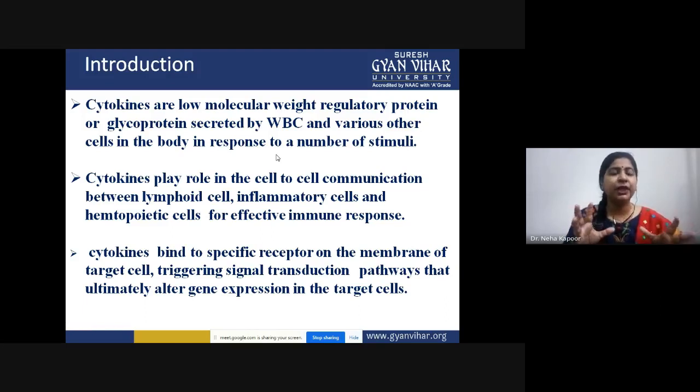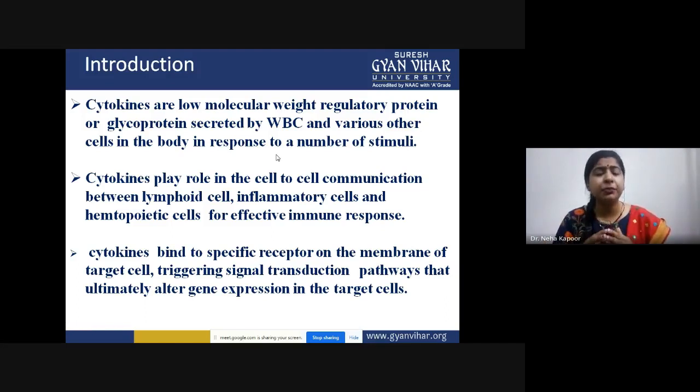However, they are very important cell-to-cell communicators, because their main function is to help in cell-to-cell communication, whether it is between lymphoid cells, inflammatory cells, or hematopoietic cells, so that an effective immune response can be mounted against some stimuli.